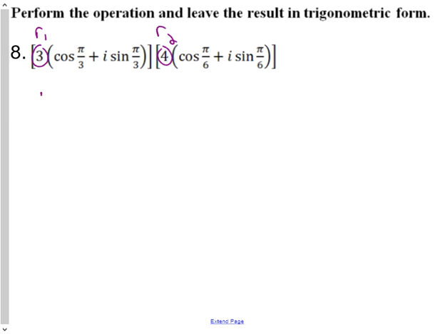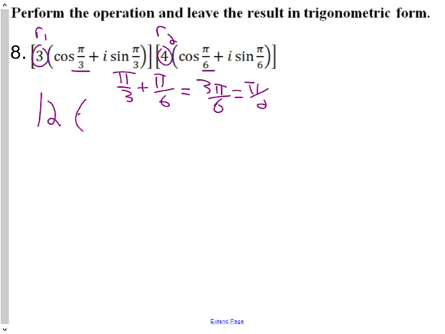We're going to have 3 times 4, 12. Now when we're adding, notice these are fractions. So pi thirds is 2 sixths plus 1 sixth. We're going to have 3 sixths, which is 1 half. So filling it in, we've got 12, again, times cosine of pi over 2 plus i sine of pi over 2.